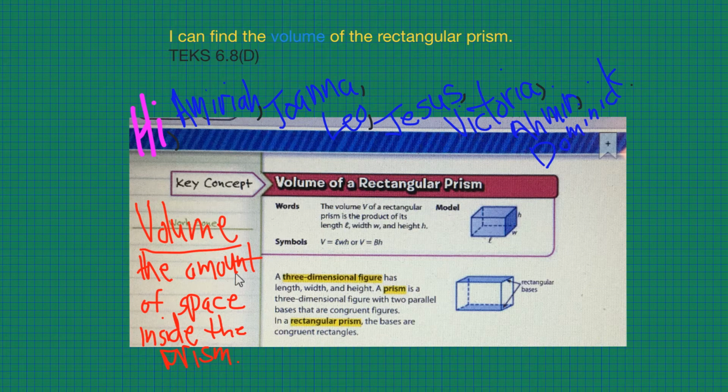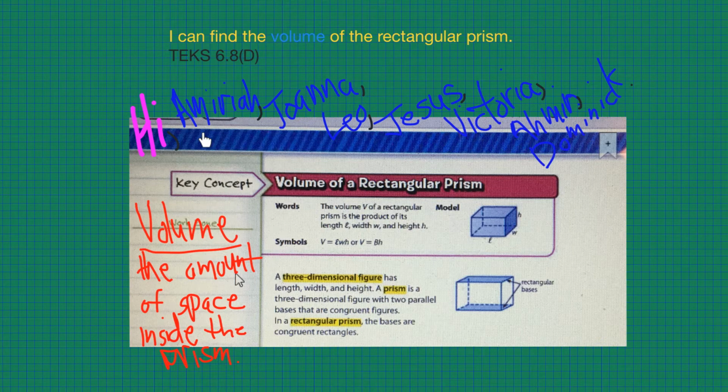Today I've got a little lesson for you, and it is to find the volume of a rectangular prism. Over here, you can see my two prisms, examples of prisms. Let's look at a definition real quick. They're three-dimensional figures that have a length, a width, and a height.